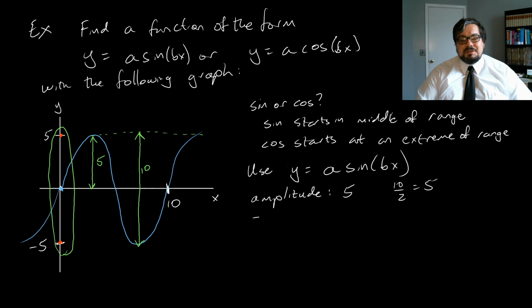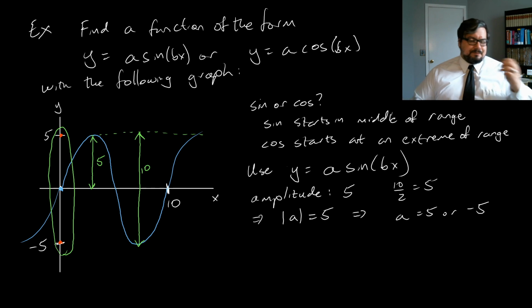So what that tells us is that the absolute value of A is 5. And so A is equal to 5 or -5. Well, how do we determine which one it is? This depends on whether we're working with a sine or a cosine function.